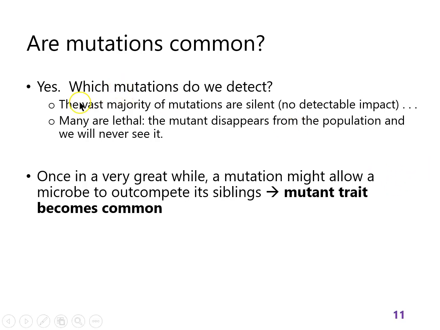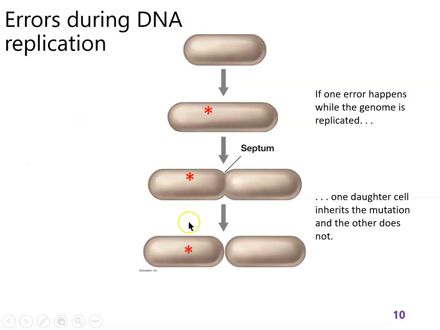So we often detect these in the population because, if we go back, if this is a silent mutation, there's no real difference between these two cells. And so it's entirely possible that this one might just reproduce slightly faster than this one for other reasons, and this mutation will become part of this species.